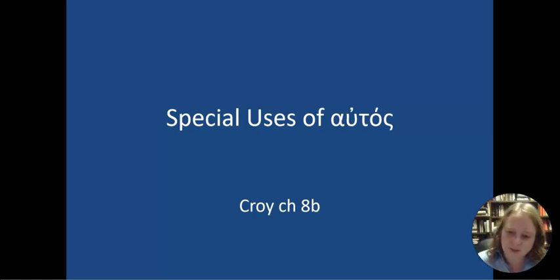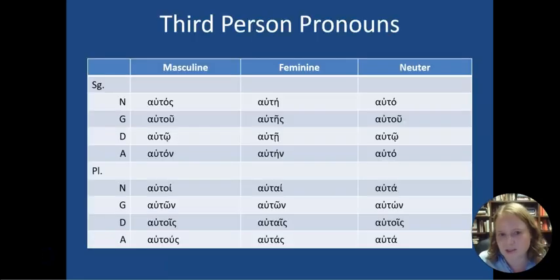I already talked a little bit about demonstrative adjectives and pronouns, and now I'm looking at some special uses for αὐτός. Sure, we're going to go ahead and do this now because this is where Croy does it, but in my mind this is something you can fine-tune later on too, so push through, because you're going to learn this best from reading sentences in context.